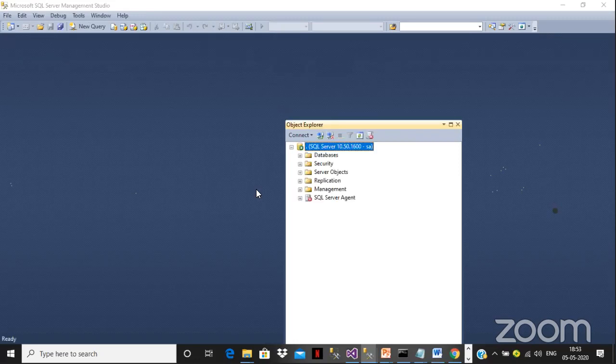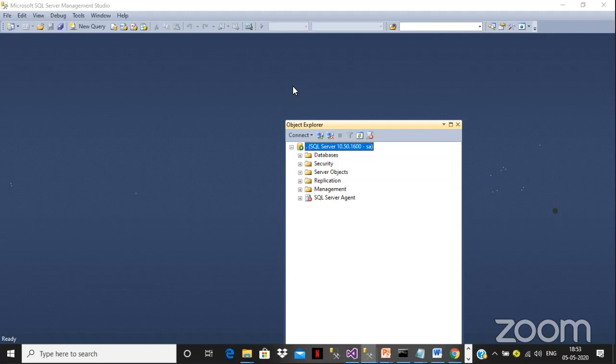So I successfully connected to my SQL Server. Now I got the permission. I can create the database. I can create the tables. I can write the queries, insert the records, delete the records. All these things I can do.